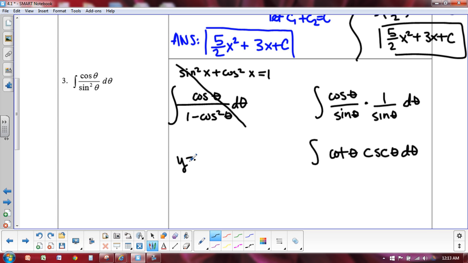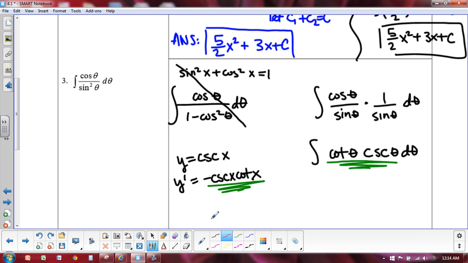If you had y equals cosecant of x, y prime was negative cosecant of x, cotangent of x. Well, I see the cotangent and the cosecant that's right here, but I don't see that negative. I would like to turn that negative into a positive. I could do that if I said instead that y should be negative cosecant. Then when I differentiate and I get a second negative, that would turn this into a positive, which is what I want. So that means this integral is equal to negative cosecant of theta plus c.